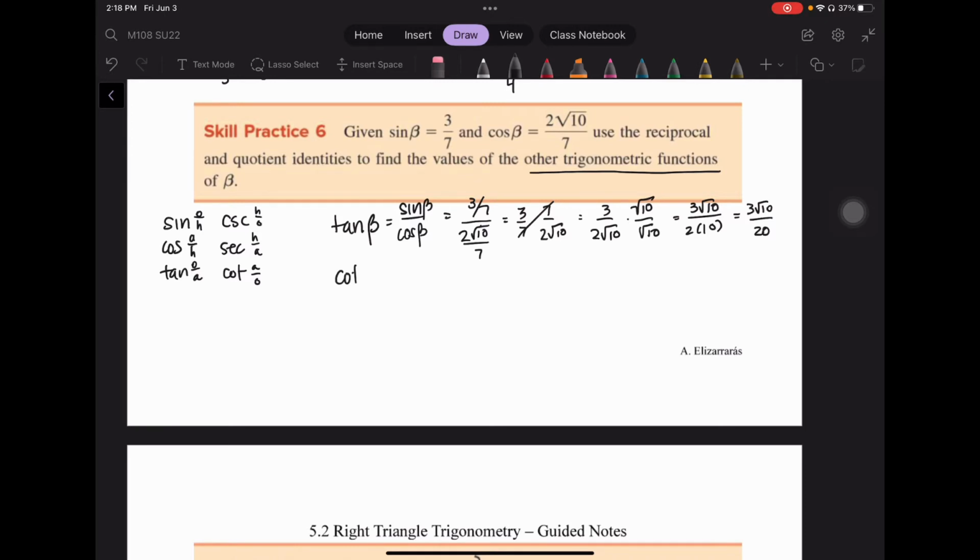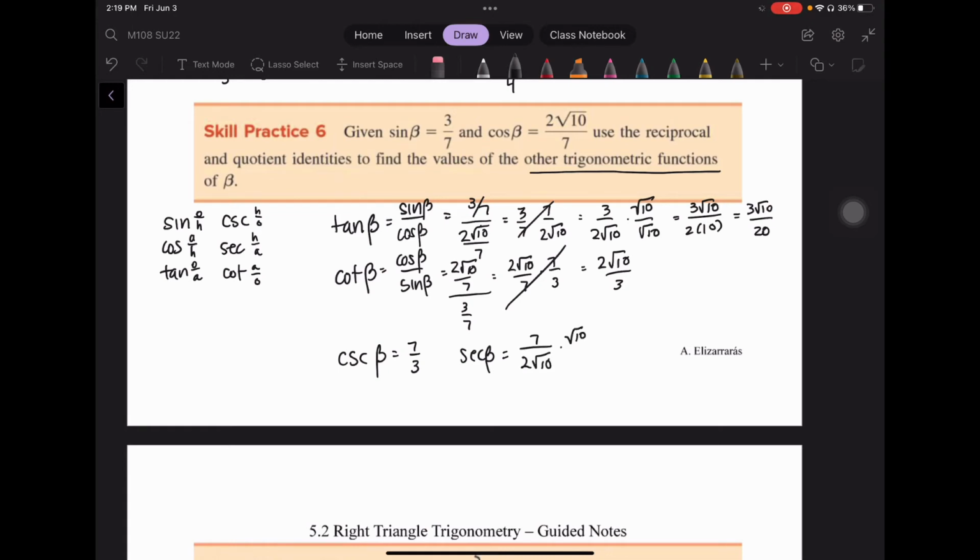Cotangent is similar. It's the cosine of beta over the sine of beta, or 2 root 10 over 7 divided by 3 over 7. Division of fractions, again, says I multiply by the reciprocal, which gives me 2 root 10 over 3. I still need to find secant and cosecant. Cosecant of beta is 1 over sine of beta, or just the reciprocal, 7 over 3. Secant of beta is 1 over cosine of beta, or again the reciprocal, so I have 7 over 2 root 10. Rationalizing the denominator, we get 7 root 10 over 20.